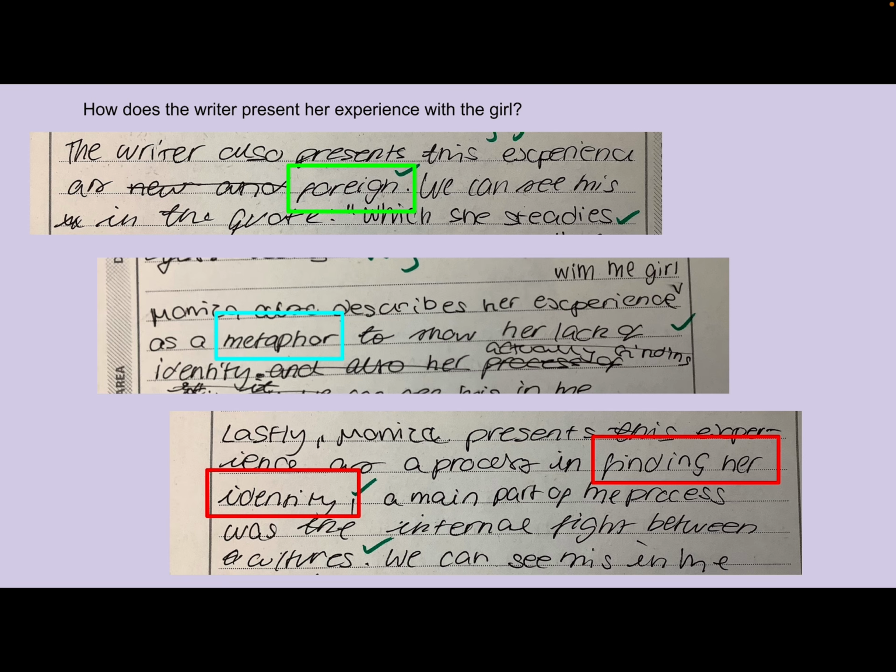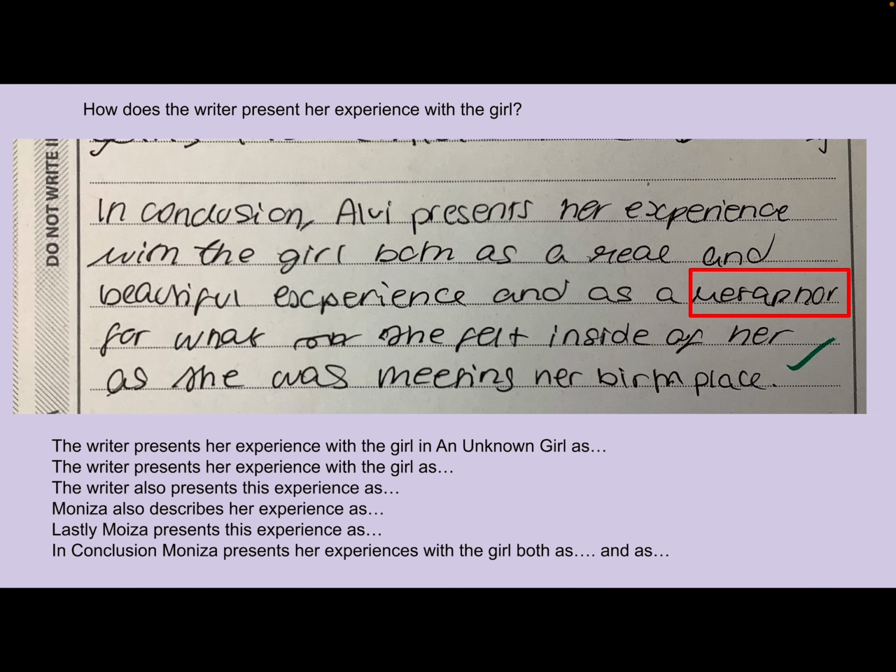And so here is the conclusion. In conclusion, Alvy presents her experience with the girl both as a real and a beautiful experience and as a metaphor for what she felt inside of her as she was meeting her birthplace. Slight misunderstanding there, but let's ignore that. Now, notice that only the most insightful point is mentioned, the one that is most likely to show the examiner that this is a perceptive answer and hit the top band, that the whole thing is a metaphor.